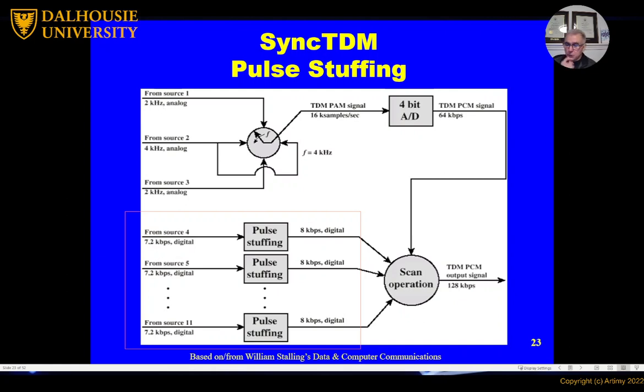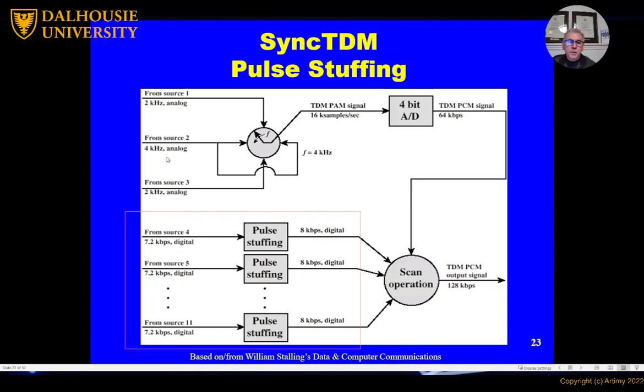and we need to sample it to convert it to digital. We need to sample it at Nyquist rate, which means we need to sample it at 4 kilosamples per second. So that results in 4 kilosamples per second. If I multiply that by 4 bits, I end up with 8 kilobits per second.